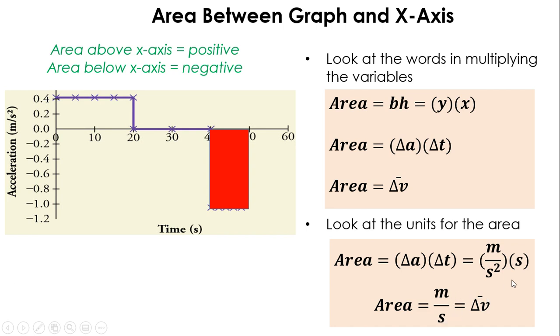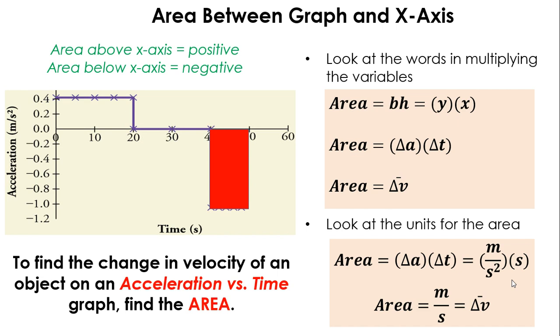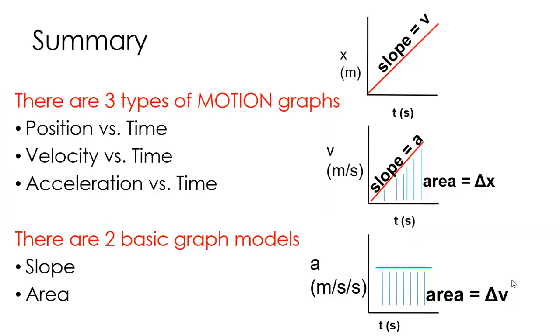Those are the units for velocity. So if I'm asked how much my velocity has changed, and I'm given an acceleration graph, I can look at the area between the curve and the x-axis to answer that question. So, just to summarize, we have our three different motion graphs, and either the slope or area can help us determine something that is not directly readable on our graph.